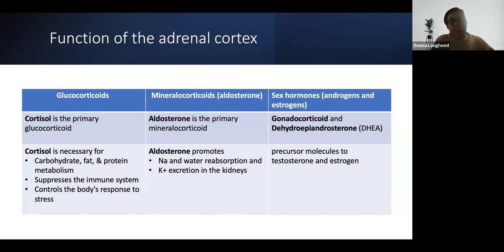Aldosterone is the primary mineralocorticoid, and its primary actions are to promote sodium and water resorption and potassium excretion in the kidneys. So if you have too much mineralocorticoid, you're really going to absorb sodium and water, and you're going to be edematous, and you're going to excrete potassium, so you're going to be hypokalemic. That's kind of how this works. The sex hormones, again, very little, the androgens and estrogens, and when I talk about the manifestations, that's when I'll come back to them.